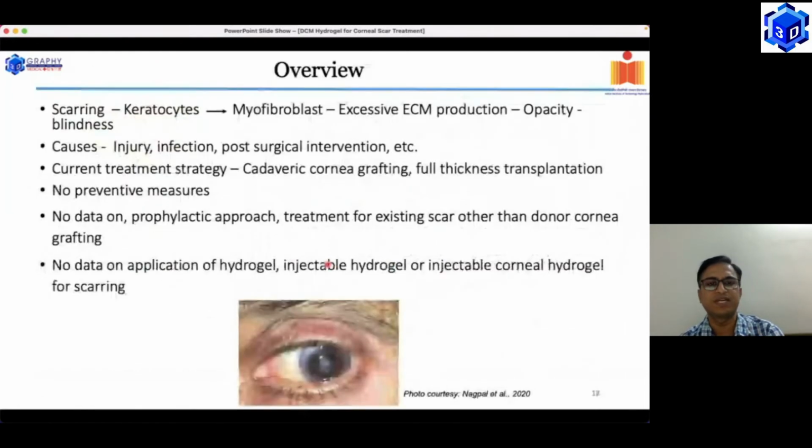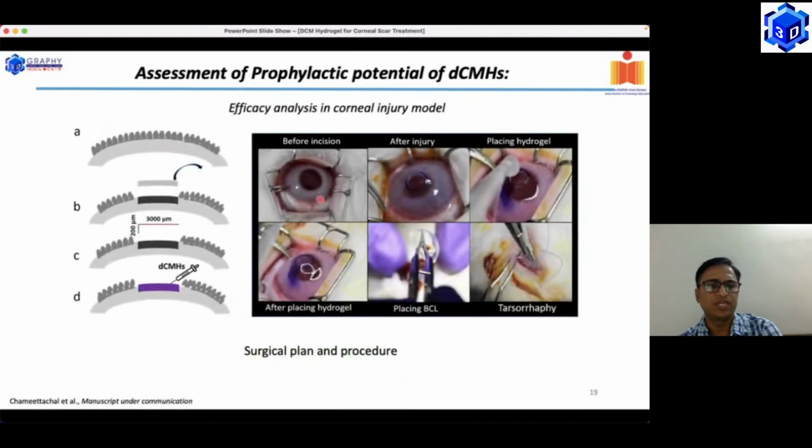The next thing then we have done, we have studied the in vivo, because before going forward with the 3D bioprinting, our interest is to see whether this hydrogel can support in vivo wound healing or tissue regeneration or not. So that's what we have done. We have selected a surgical injury model on rabbit cornea, because the diameter of the rabbit cornea is very close to the human cornea. So that's why we have chosen rabbit cornea as a model for our study.